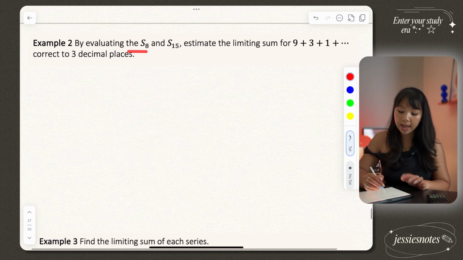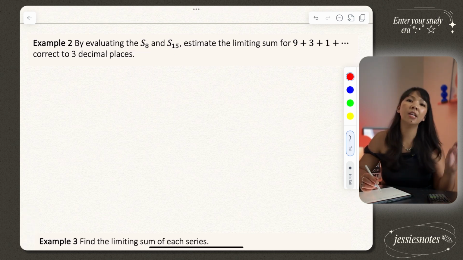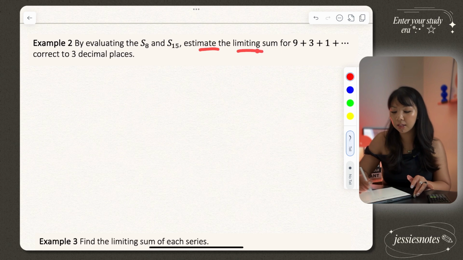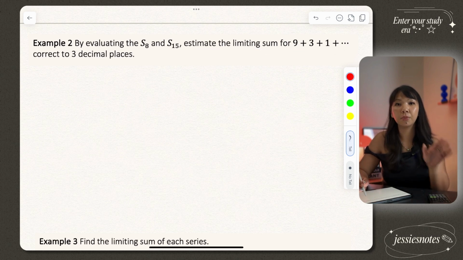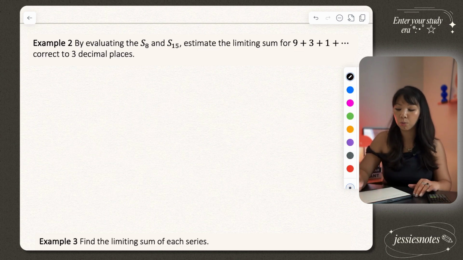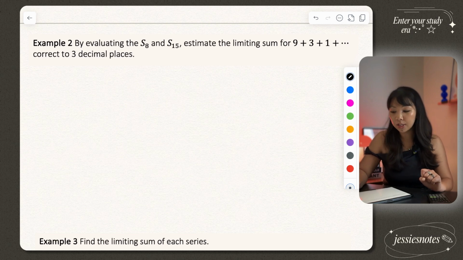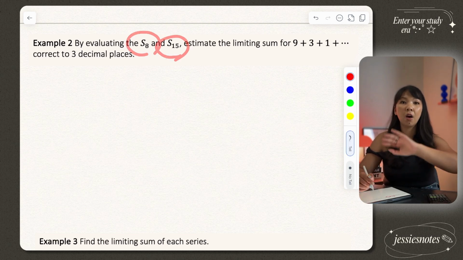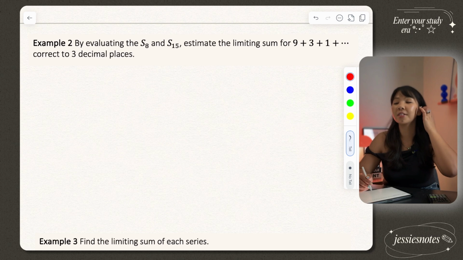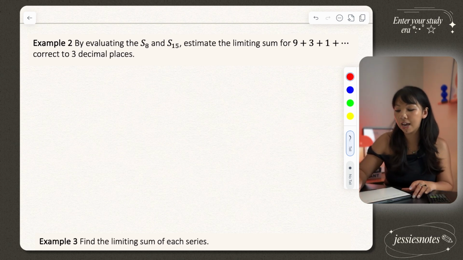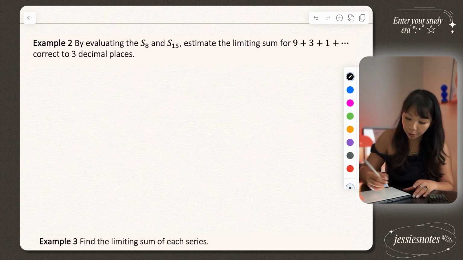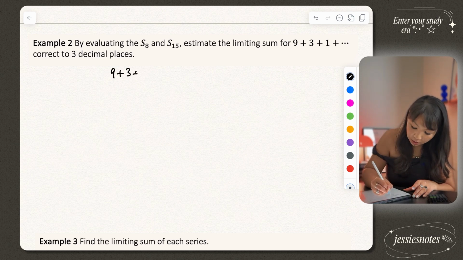Next, question 2. By evaluating S8 and S15, the sum of the 8 terms and the sum of the 15 terms, estimate the limiting sum for the sequence 9 plus 3 plus 1, correct to 3 decimal places. Okay, so without having to use the limiting sum formula, I can actually estimate what the limiting sum will be just by evaluating the sum of the first 8 terms and the sum of the first 15 terms, because they might actually converge to a particular value. First of all, if I write down my sequence, I can see that a is equal to 9, r is equal to a third.